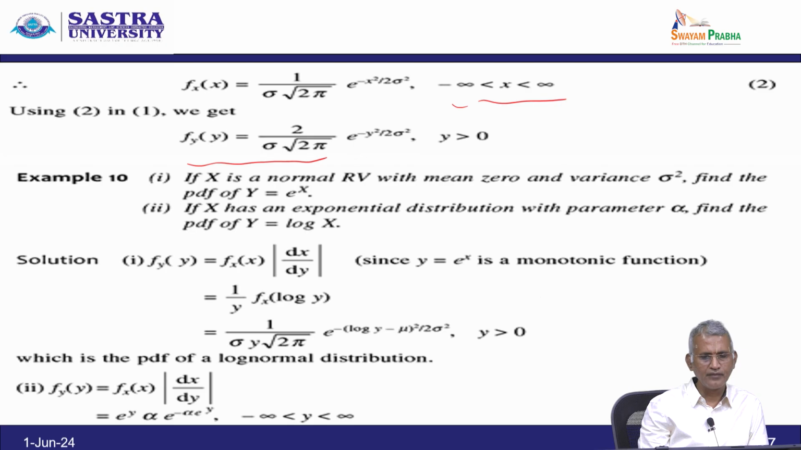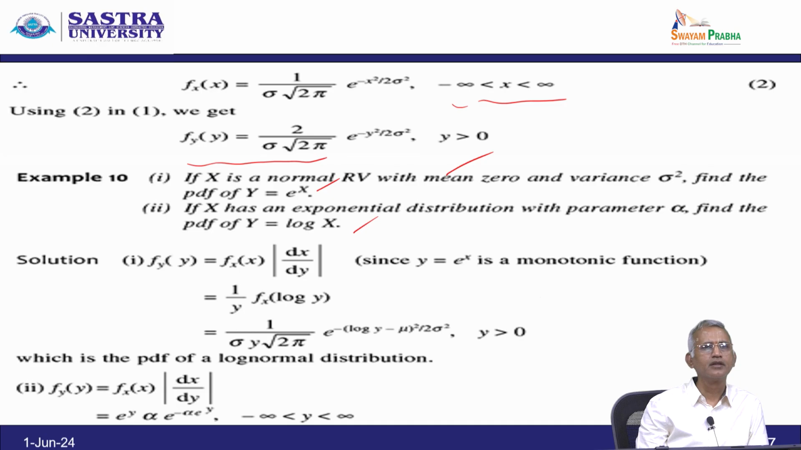Next example, number 1: if x is a normal random variable with mean 0 and variance sigma square, find the probability density function of y equal to e power x. Number 2: if x has an exponential distribution with the parameter alpha, find the PDF of y equal to log x.